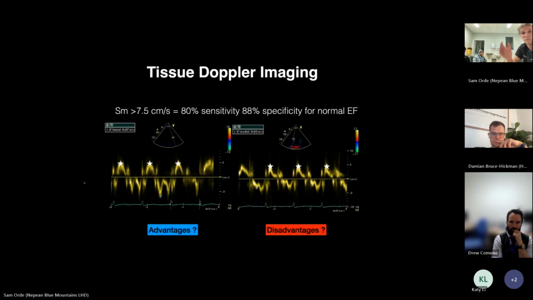So magic number 7.5 centimeters per second for the LV is what's normal and abnormal. Umi, give me some advantages of tissue Doppler imaging for assessment of LV systolic function. I've mentioned one of it already, how it's independent of the load. Yeah, and that's what it's touted to be, is a bit more load independent compared to ejection fraction.